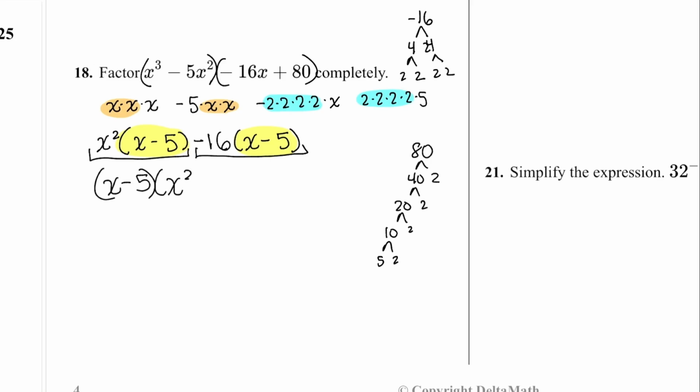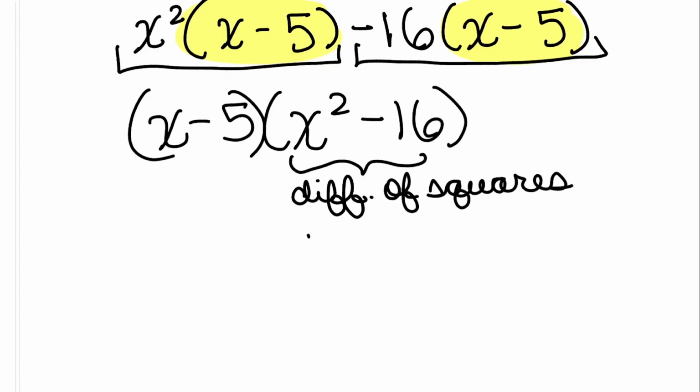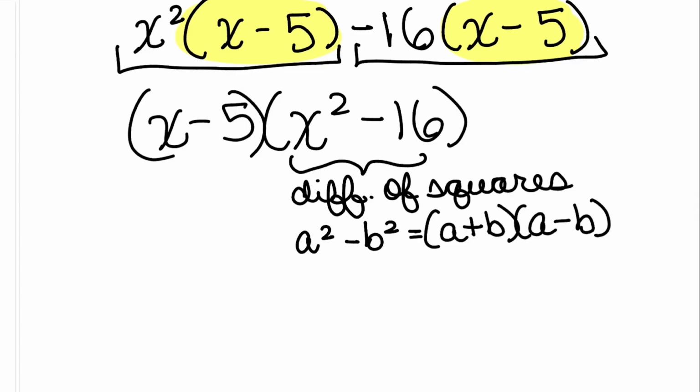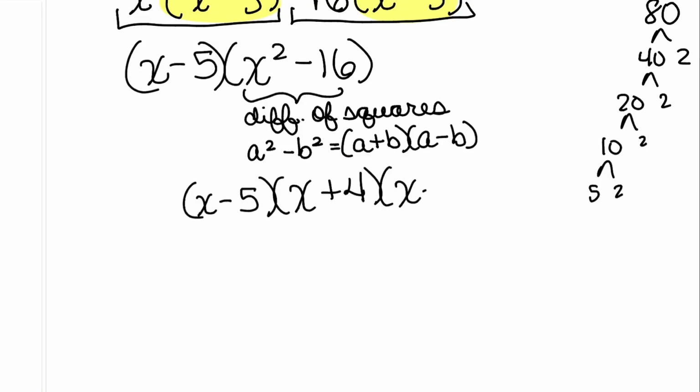So what's left is an x squared minus 16. You may recognize this, but this is called a difference of squares. So it actually further factors. The difference of squares formula says if we have a squared minus b squared, then it's automatically going to factor to (a plus b)(a minus b). So basically, essentially, you take the square root of both of these terms and then fill it in down here. So our final answer for this is going to be (x minus 5)(x plus 4)(x minus 4).